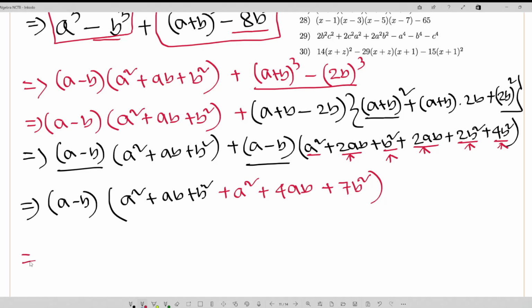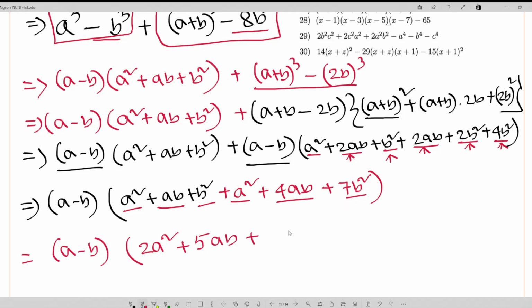Okay, now (a minus b) and here is a square plus a square, it should be 2a square plus 4ab plus ab, it's 5ab, and then b square, 7b square, it means 8b square, and this is our answer.